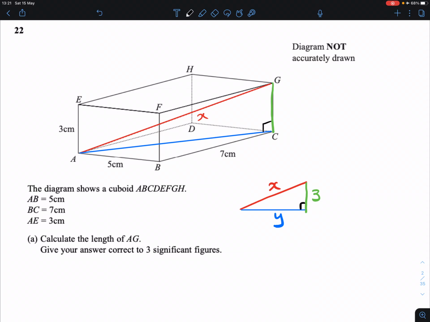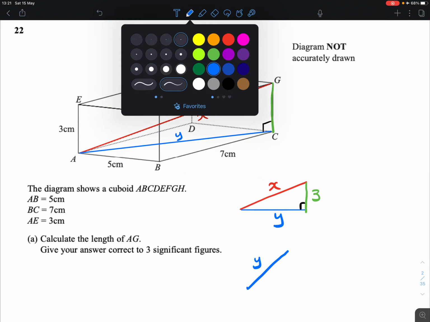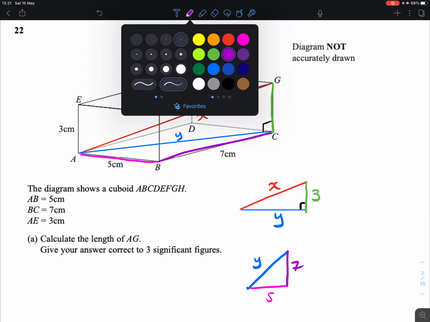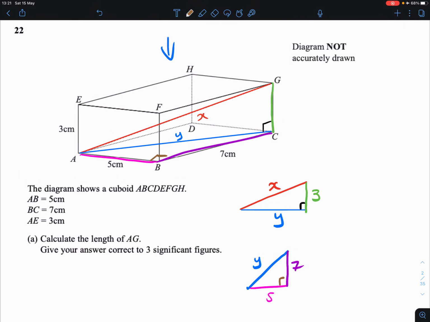After that, we've then got to figure out, well, how do we get that y? That y itself, this blue line here, is also diagonal. So we've got to figure out, well, what right angle triangle contains that blue line. If we look at it down the way, what you have is y is this diagonal line, and we have this dimension 5, and the other dimension 7, forming a right angle triangle on the base, with the right angle being in there, like so.